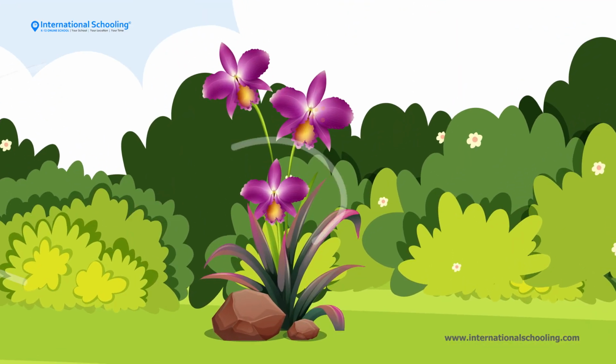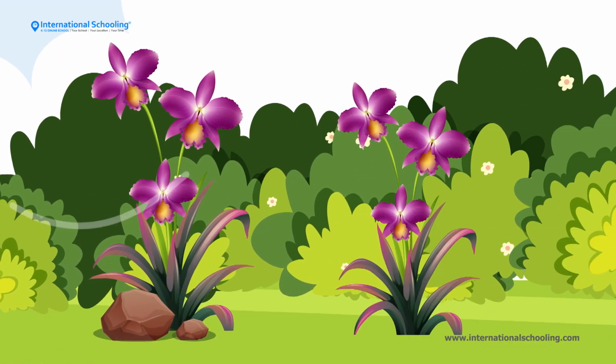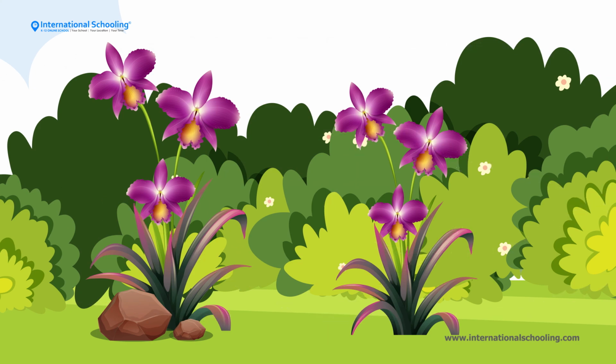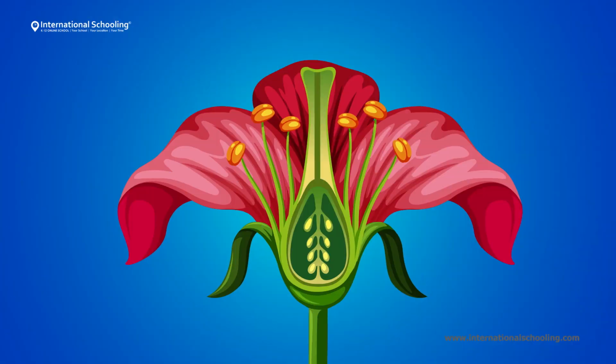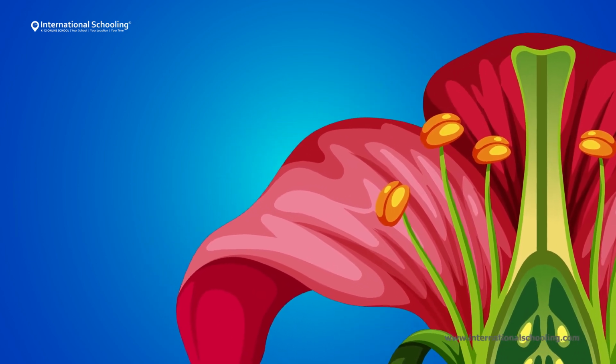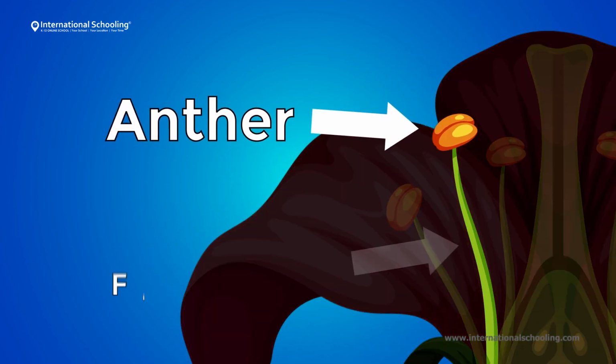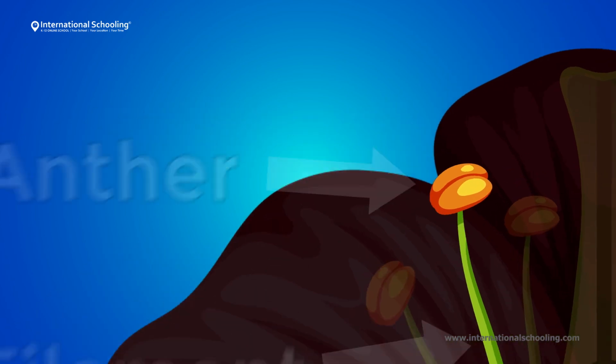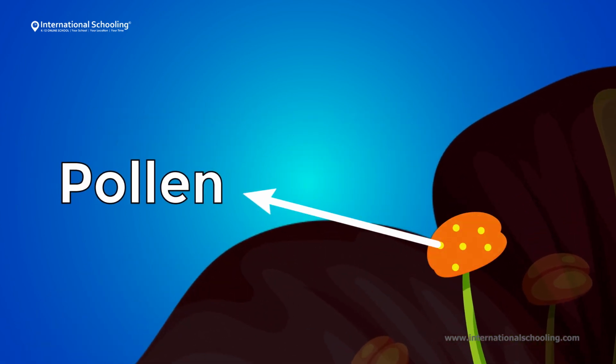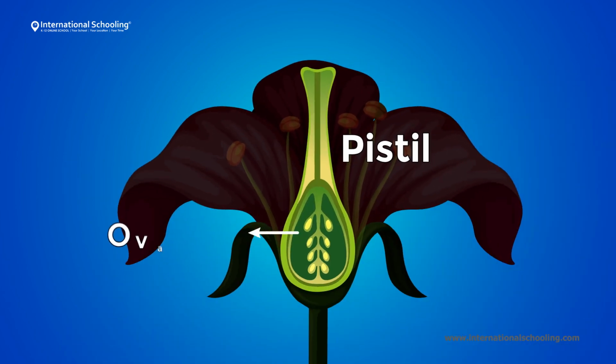This is when plants use flowers to create seeds and make new plants. Inside a flower, we have two main parts involved in reproduction, the stamens and the pistils. The stamens are the male parts of the flower, which consist of anther and filament, and they produce pollen, the tiny grains that carry the plant's male genetic material. The pistil is the female part, and it contains the ovary and ovules.